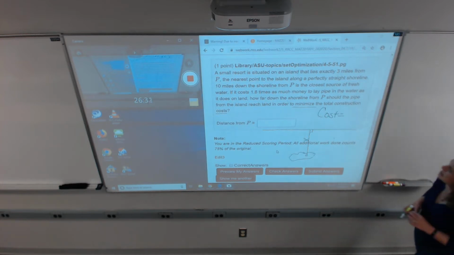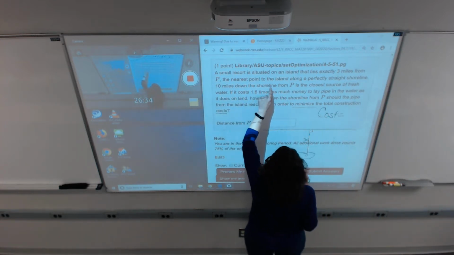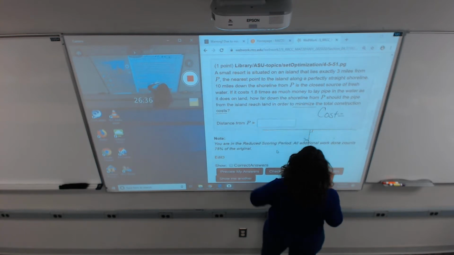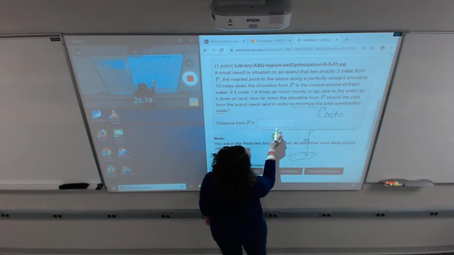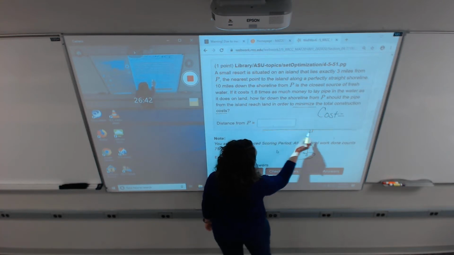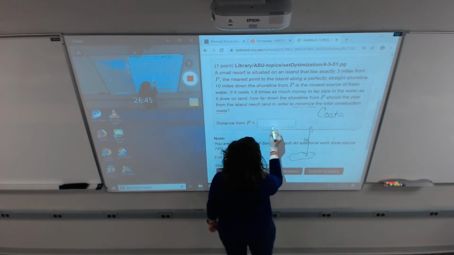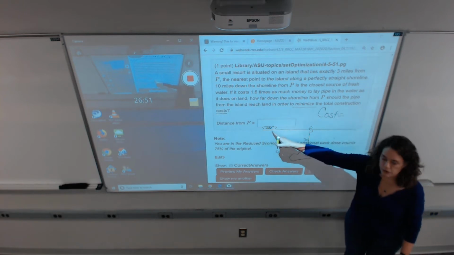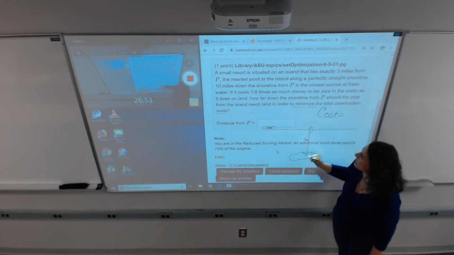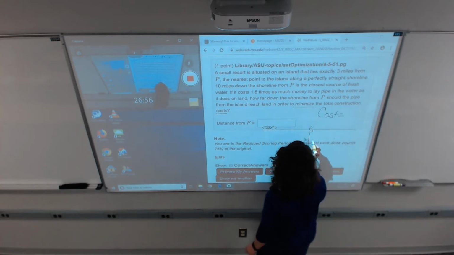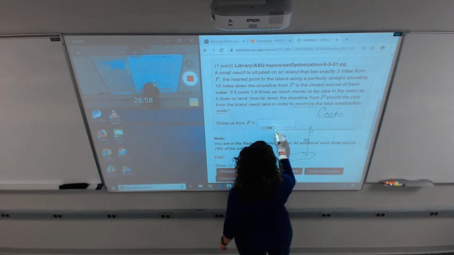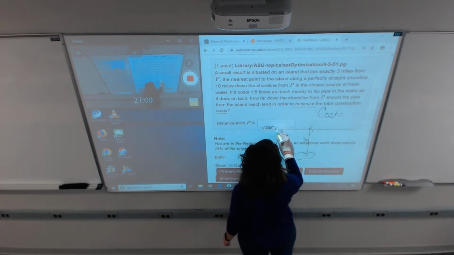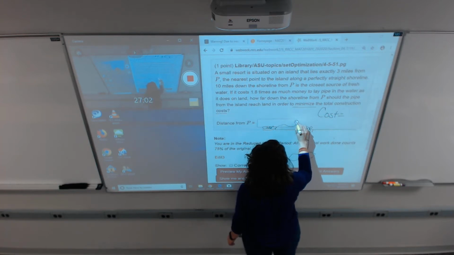All right, 10 miles down the shoreline from P, okay, is the closest source of fresh water. So this is point P, and let's suppose we have a freshwater lake right here. This is our closest source of fresh water, right? And that is 10 miles down the shoreline. So from here to point P, that's 10 miles.